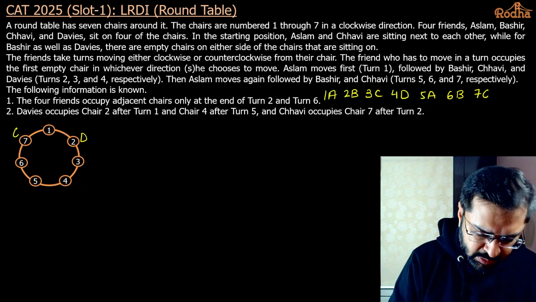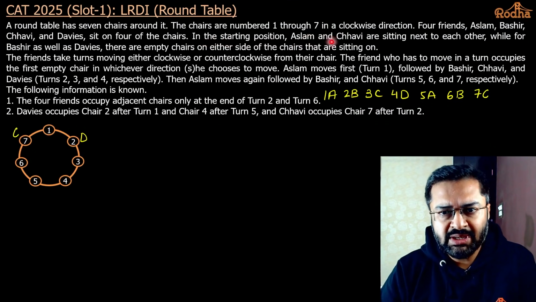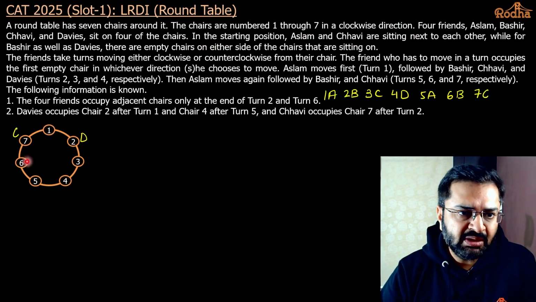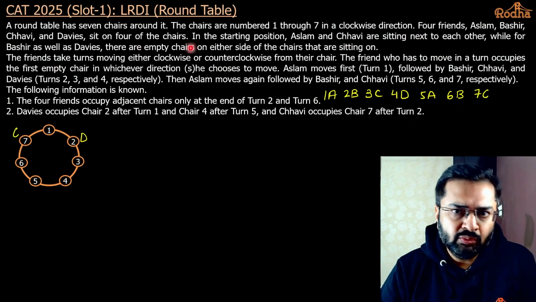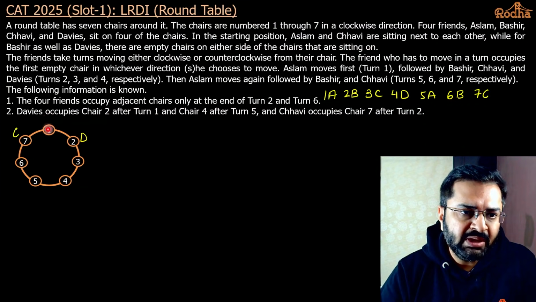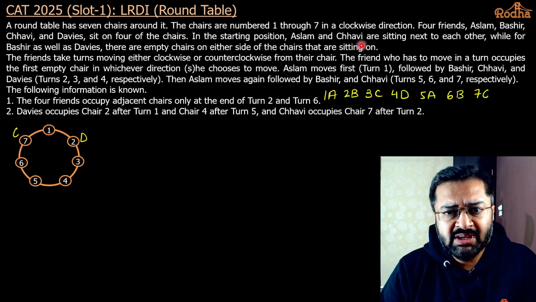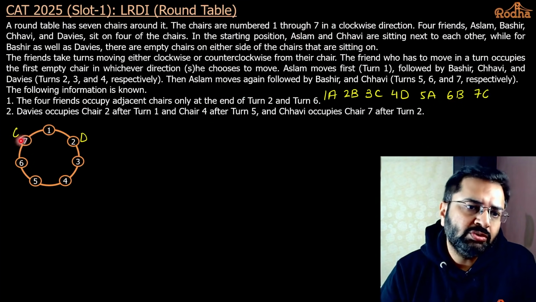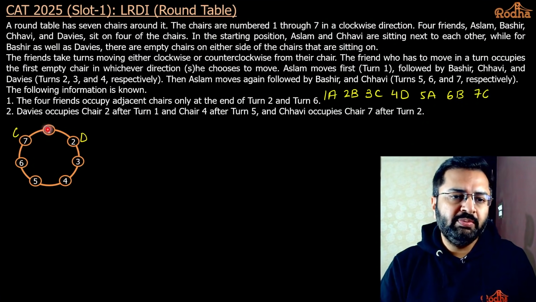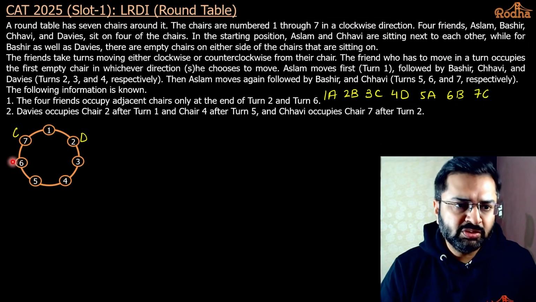Pretty simple. Now we can use the data that was given initially. What was given? In the starting position, A and C are sitting next to each other. So A can be here or here. And for B and D, Bashir and David, there are empty chairs on either side of the chairs they are sitting on. It means that if D is here, this would be empty and this would be empty. There is no other way. 1 and 3 would be empty. It means if they are sitting beside each other, A and C, what is the only possibility? Can A come here? No. Then it would violate the condition, because if D is here, this and this should be vacant. So it means that if this is C, then the only possibility of A is this.